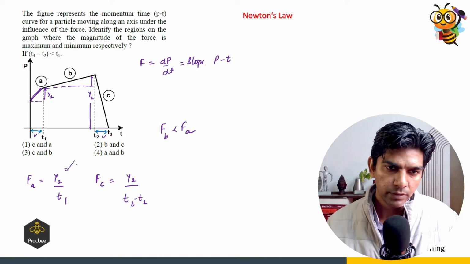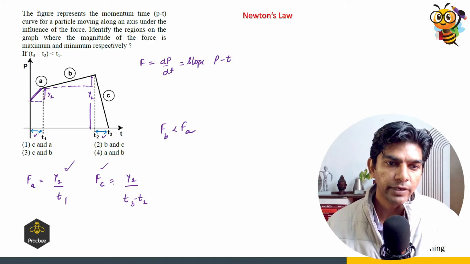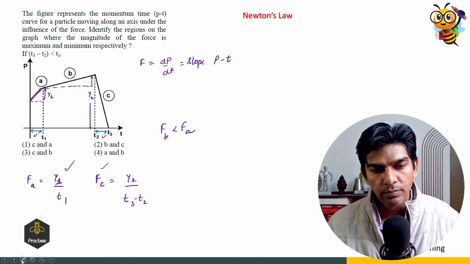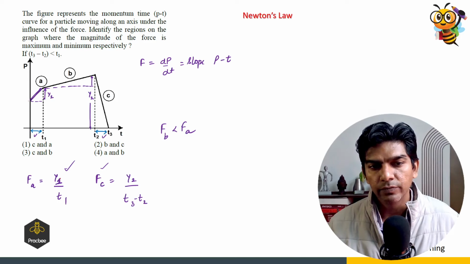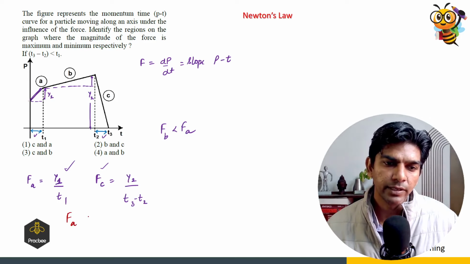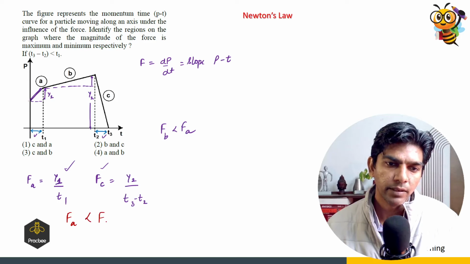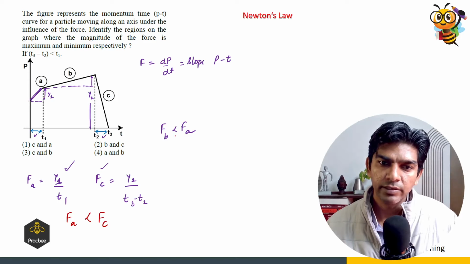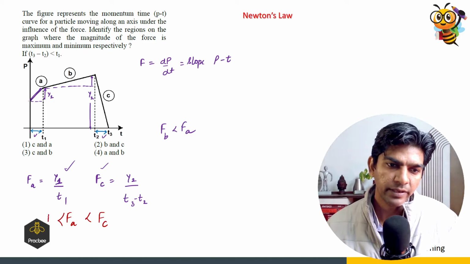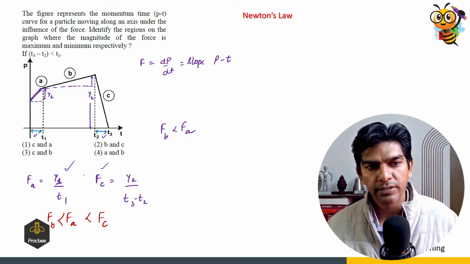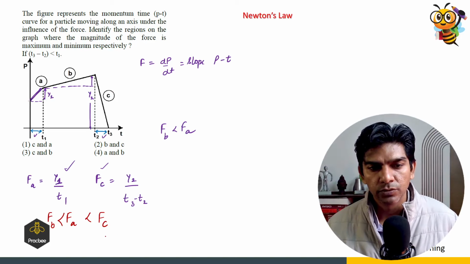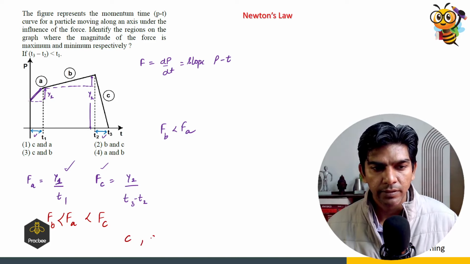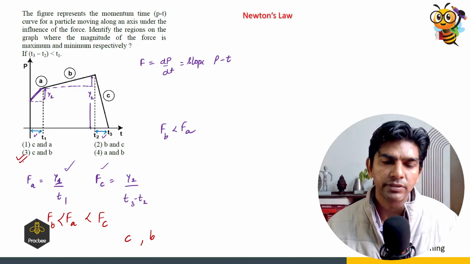And if we compare FA and FC, this is y1, sorry, not y2, this will be y1, right? T1 is greater, y1 is smaller than y2, so we can say FA will be less than FC, right? And we are given FA is greater than FB. Now from this we can say maximum and minimum. So it will be C and B, right? C and B should be the answer. So option 3 is the right answer.